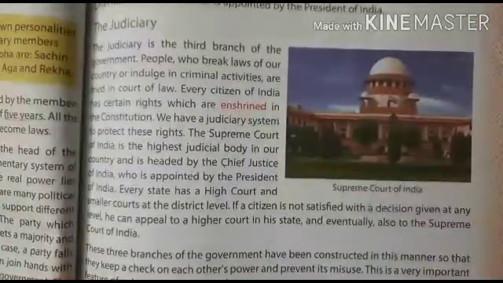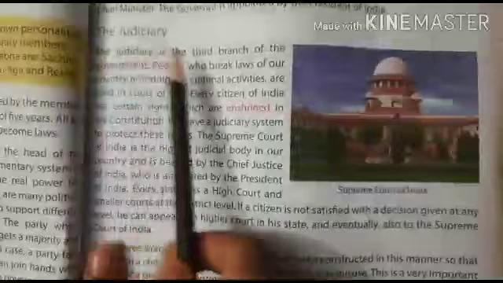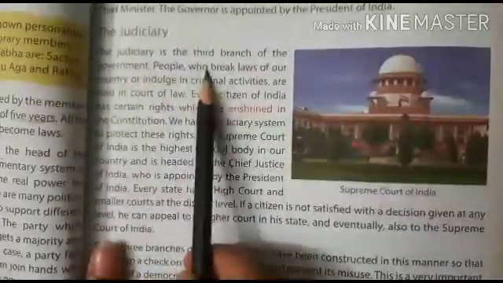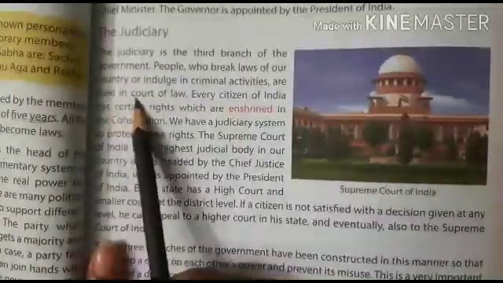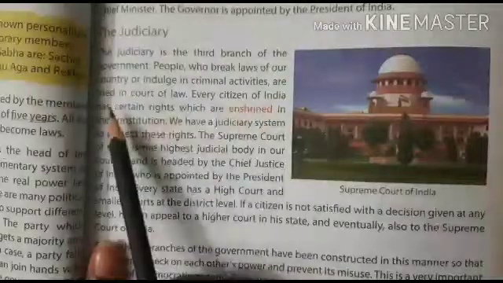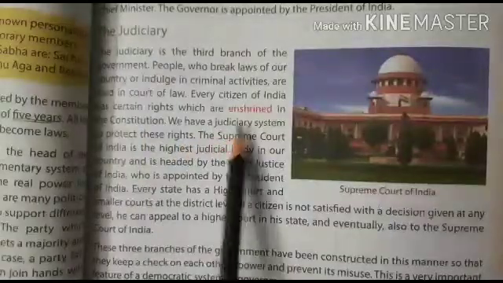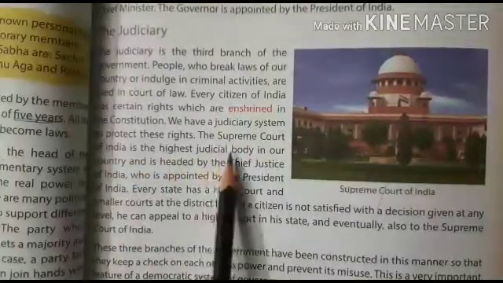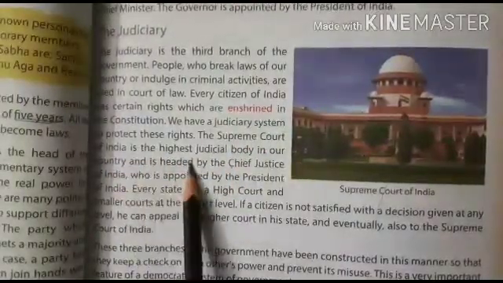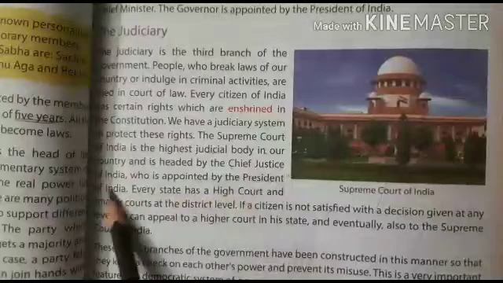Okay. Now, the next branch and the third branch of the democratic government is the judiciary. People who break laws of our country or indulge in criminal activities are tried in court of law. Every citizen of India has certain rights which are enshrined in the Constitution. We have a judiciary system to protect these rights. The Supreme Court of India is the highest judicial body in our country and is headed by the Chief Justice of India, who is appointed by the President of India.